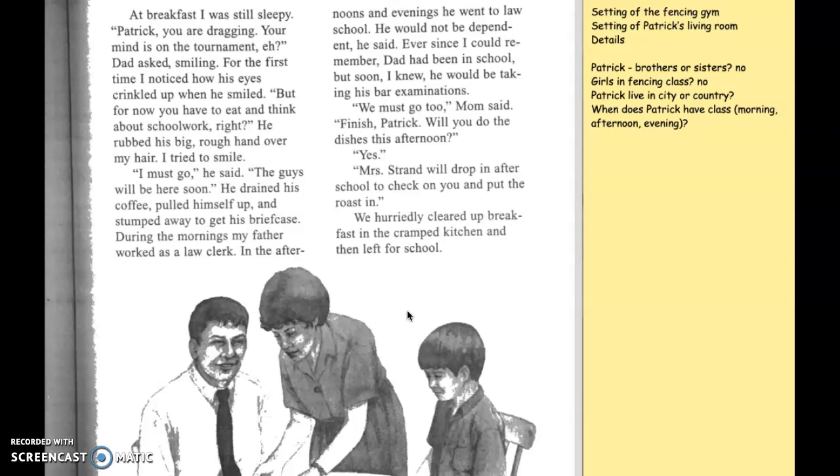During the mornings, my father worked as a law clerk. In the afternoons and evenings, he went to law school. He would not be dependent, he said. Ever since I could remember, Dad had been in school. But soon I knew he would be taking his bar examinations.